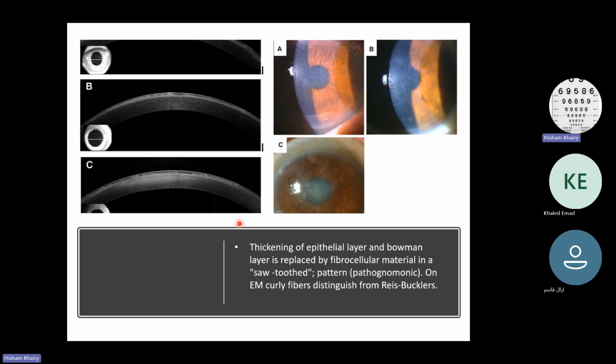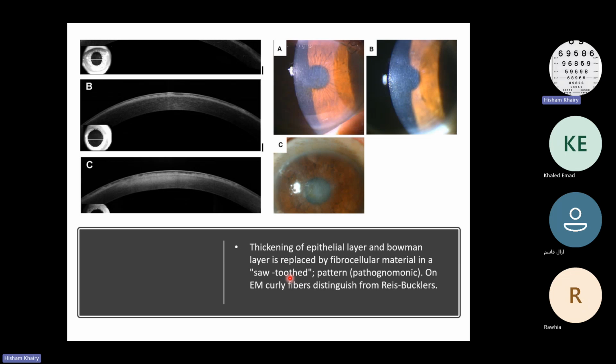So here is again the thickening of the epithelial layer and Bowman's layer, and it's replaced by fibrocellular material in a sawtooth pattern, which from the point of view of pathology is pathognomonic. On electron microscopy, there are curly fibers that distinguish the Thiel-Behnke from Reis-Bücklers, and here is the anterior segment OCT.